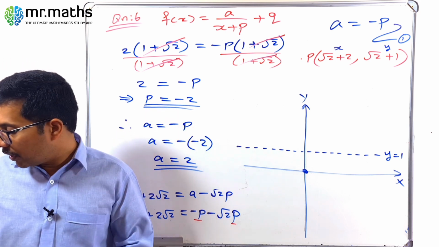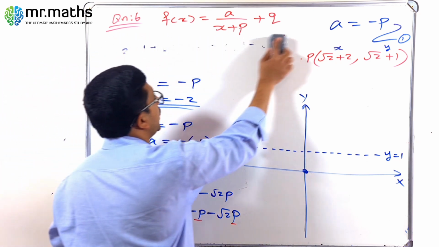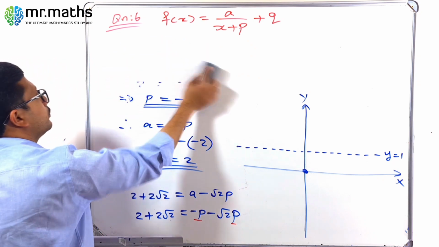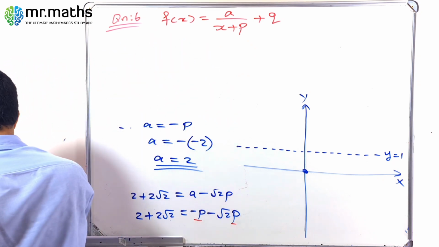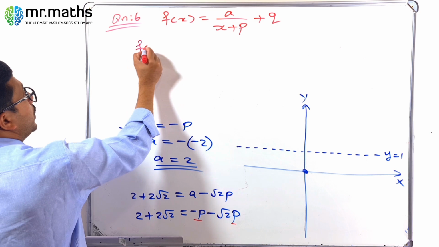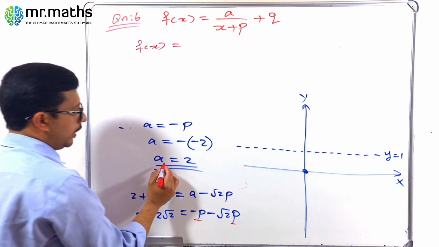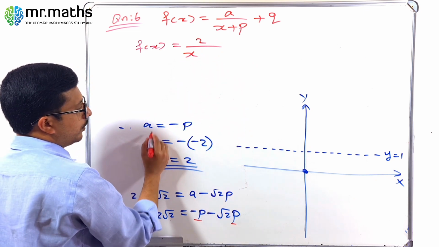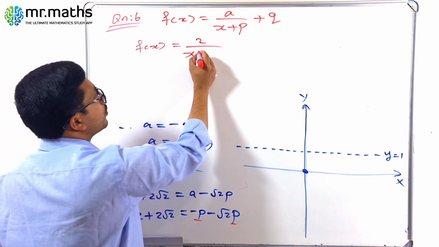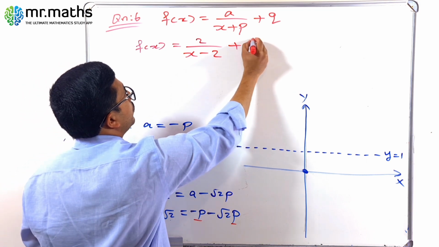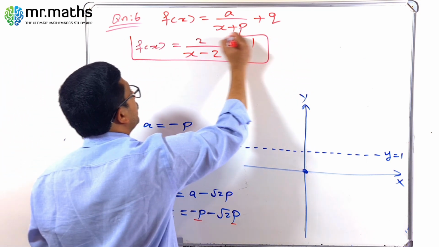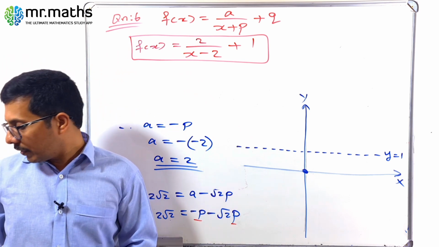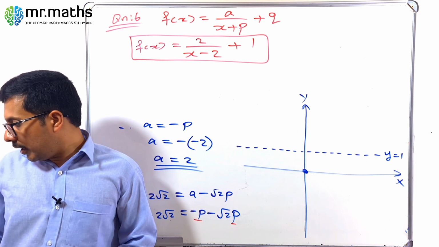So now what is our equation? What is our equation guys now? F of x is equal to a. A is 2 divided by x plus p. P is, I erase that one, p is minus 2. So minus 2 plus q is 1. So this is the equation of f of x. The question is to find the value of a and p, that's all. So that is question number 6.2.